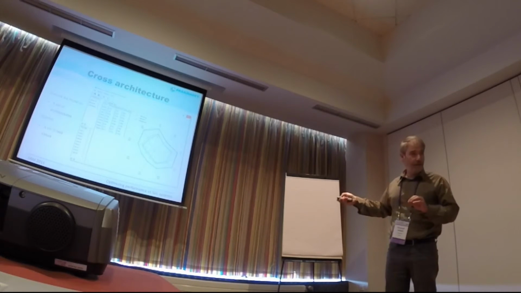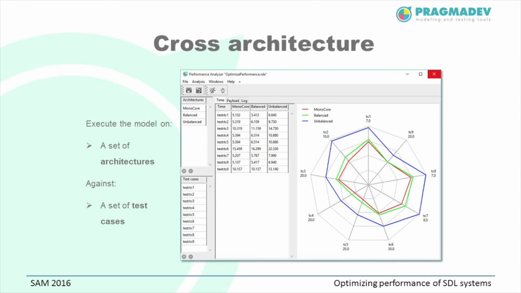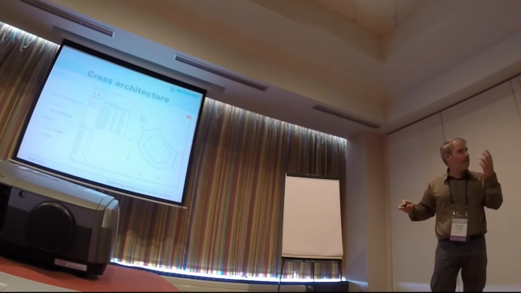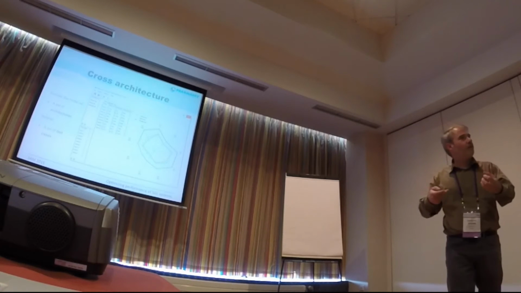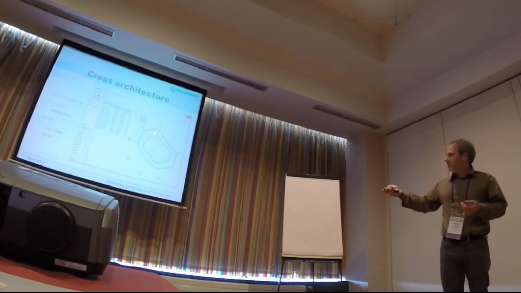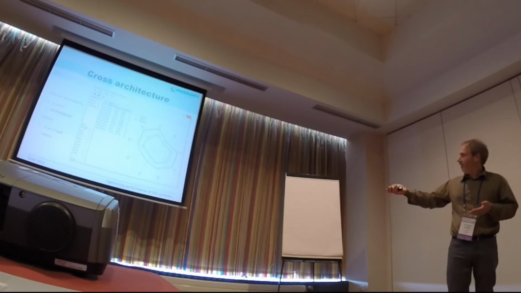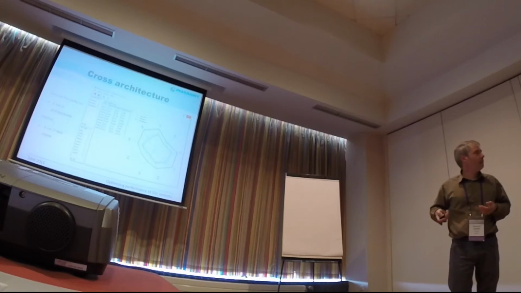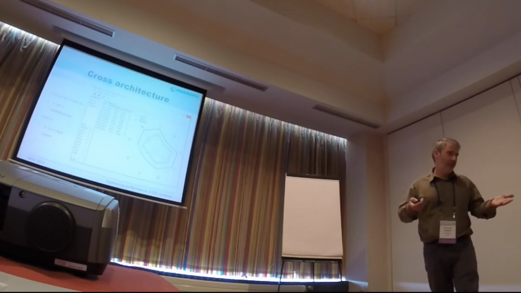And we made a graphic where each color is an architecture. So the blue one is unbalanced. Can you read? More or less. This is unbalanced, the blue one. The green one is balanced, and the red one is monocore. And each branch here is a test case. So you can graphically see which architecture has the best result for which test case. Okay? This is a simple case where obviously the red one wins all the time, so no trade-off. But that's not the case in practice.